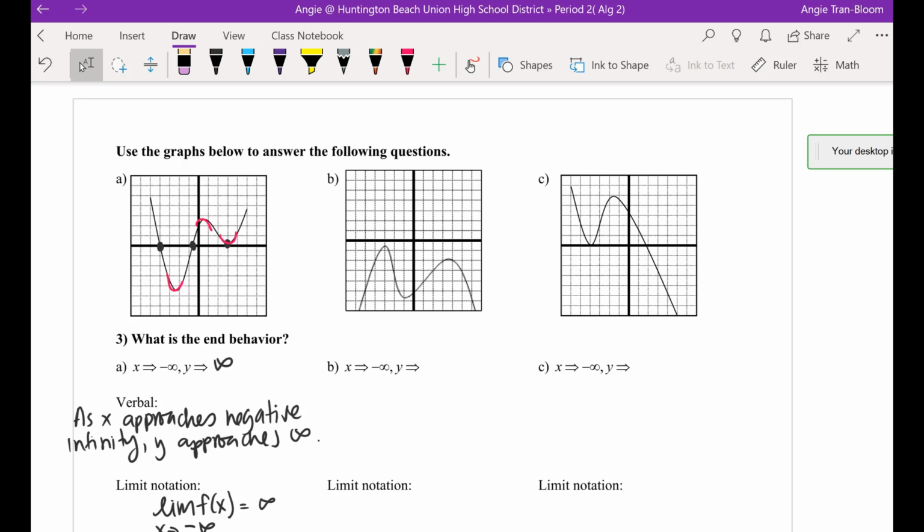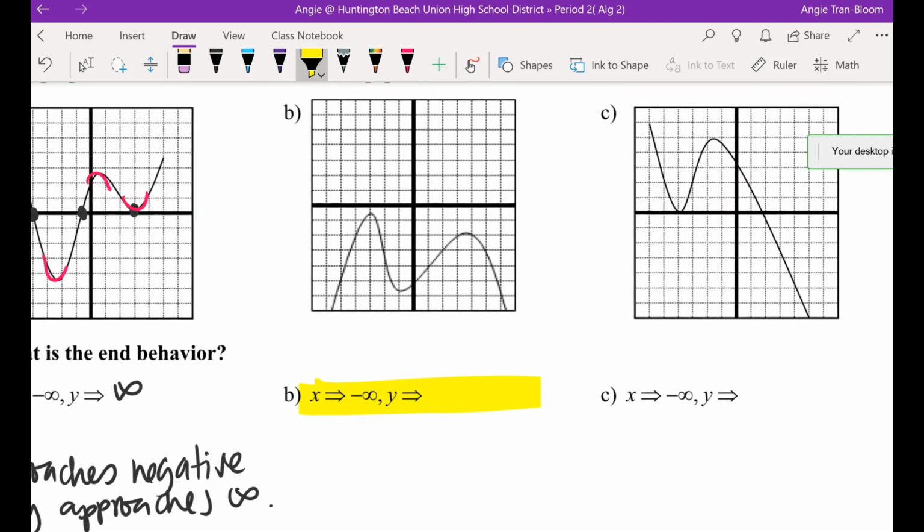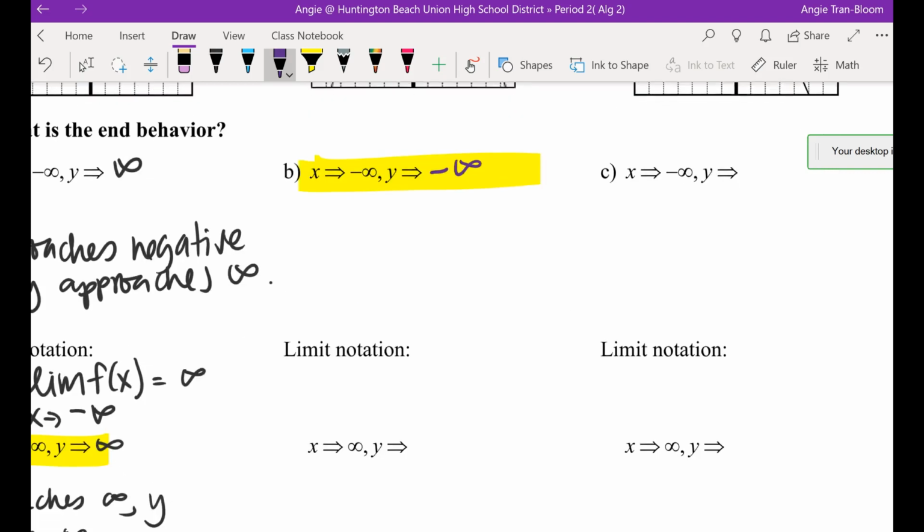All right, here we go. We're no longer verbally spelling this out. Are you ready? Grace, can you help me read this right there, the highlighted piece? X approaches. Beautiful. Okay, Grace said when x approaches negative infinity, y is also approaching negative infinity. Yes, no, maybe? Yeah, all right, here we go.